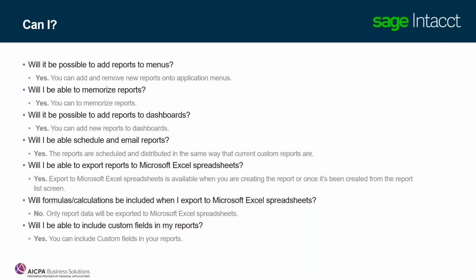And then, will I be able to include custom fields? So you know that within Sage Intacct, you can add up to 25 custom fields per object, and the answer is yes. Just the same way today in the custom report writer, when you add those custom fields, you have access to them in the custom report writer. You also will have access to those in the interactive custom report writer.